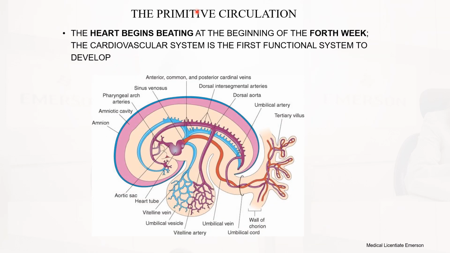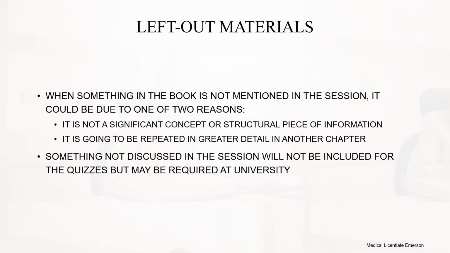So next we are going to talk about the primitive circulation. We have already established that the heart begins beating by the beginning of the 4th week, and the cardiovascular system is the first functional system to develop. So what we have established is called the primitive circulation.